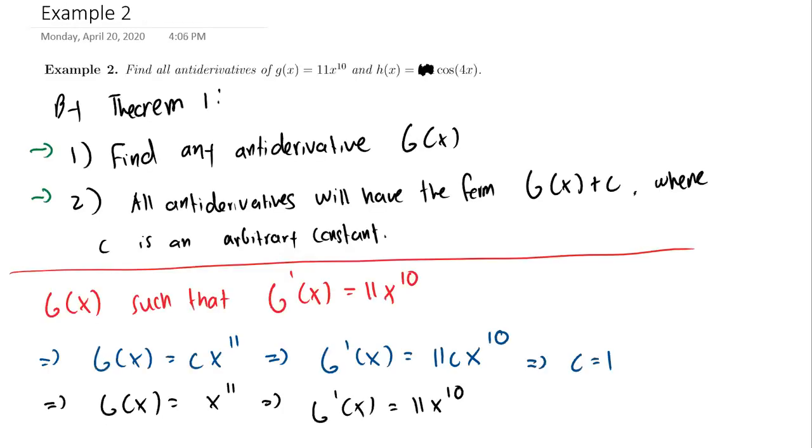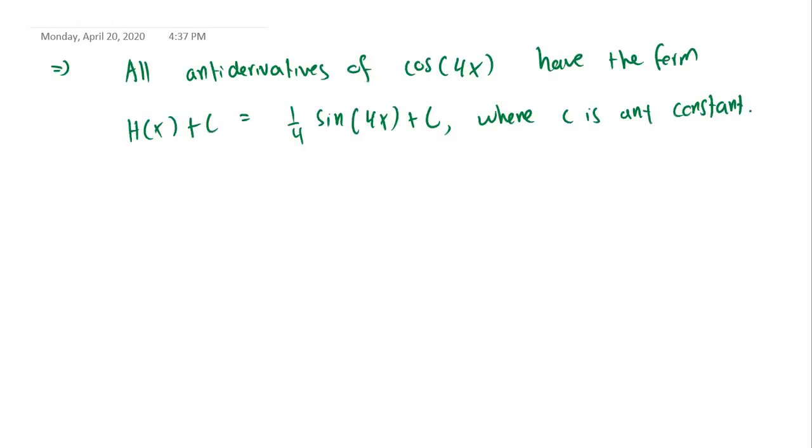In the previous video, we talked about how you can find all antiderivatives of a function by simply finding a unique one and then adding c as an arbitrary constant. That's what we did in the previous video. Now, I don't want to be writing all of the time that all antiderivatives of cosine 4x have the form h(x) plus c, where c is an arbitrary constant. I mean, I can do it, but it's a lot of work. So it makes sense to define notation for all antiderivatives of a function. So how do we do that?